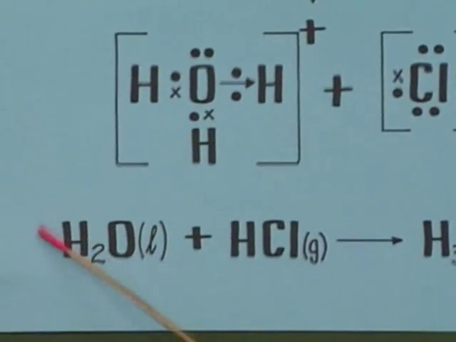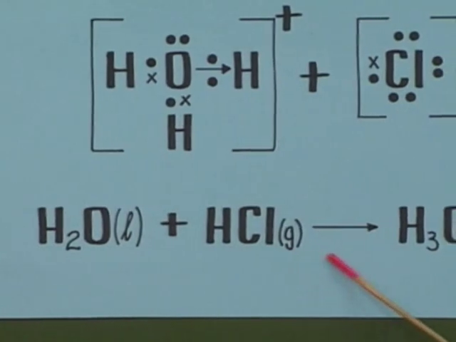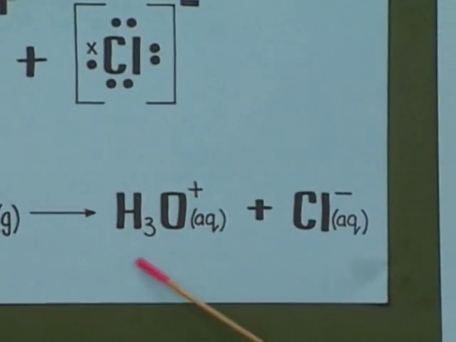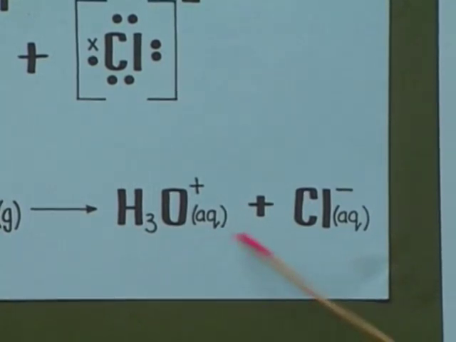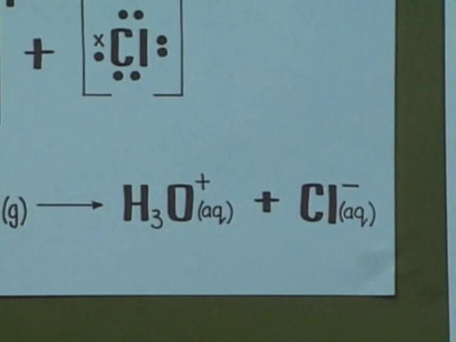This is the molecular equation of the reaction, where water reacts with hydrogen chloride gas to form the very important hydronium ion, which renders the solution acidic, and a chloride ion. In this way, hydrochloric acid is formed.